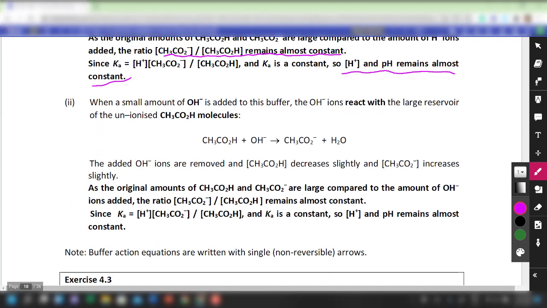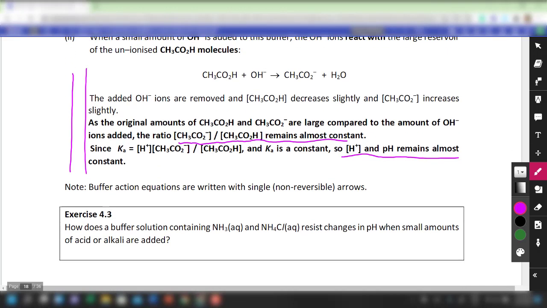And then of course, when a small amount of OH- is added, the same thing happens. I didn't show you the OH- example earlier, but you can do the same mathematics on your own. The explanation is the same. In this case, when OH- is added, the weak acid will react with the base, in this case OH-, and in the process it will produce ethanoate and H2O. Again, this ratio remains relatively constant, and H+ and pH will remain relatively constant.